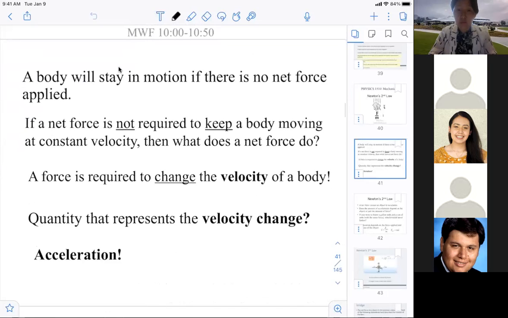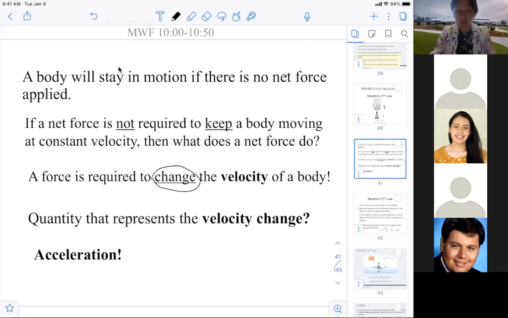So if a net force is not required to keep a body moving at constant velocity, then what does a net force do? The net force is not the reason to keep something moving, but to change the status of the motion. If you want to change the velocity, it requires a net force, an unbalanced force. So the sum of all the forces acting on the object cannot be zero if you want to change the velocity.